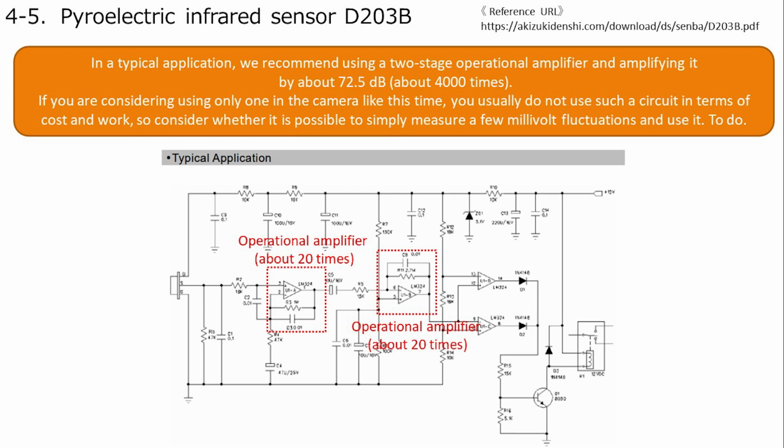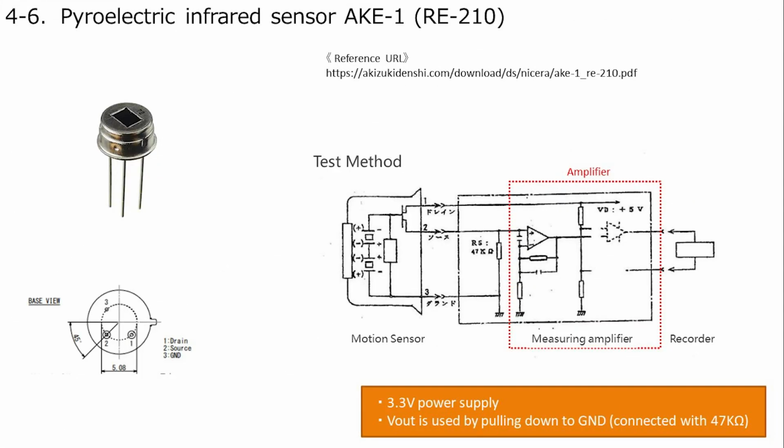I'll check the results later. Move on. This AIC1 sensor is also used through an amplifier as before. Use a 3.3 volts power supply by connecting a pull-down resistor to the signal output. We will also consider whether it can be used easily.